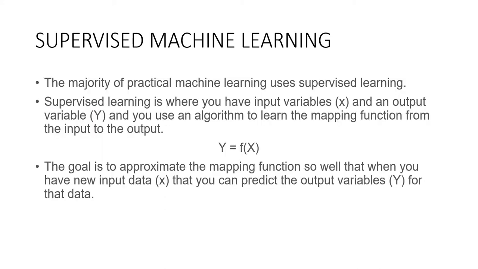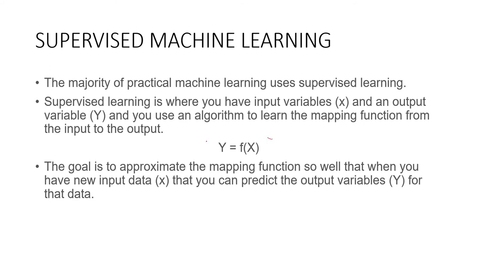Now, getting a little into the math, the majority of practical machine learning uses supervised machine learning. We can say around 80% of the machine learning applications we currently use are supervised machine learning. Supervised learning is where you have input variables and an output variable. The input variable is the independent variable, and the output variable is the dependent variable, and you use an algorithm to learn the mapping function from input to output.